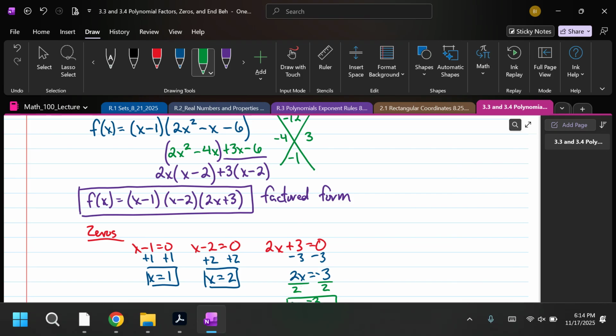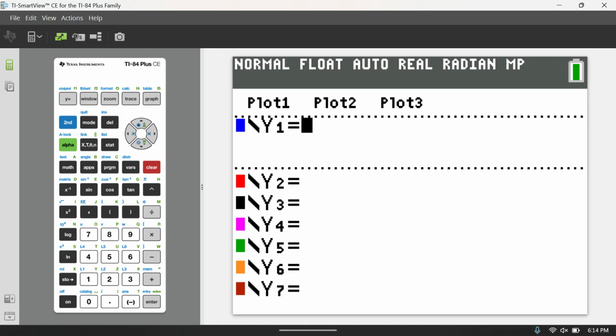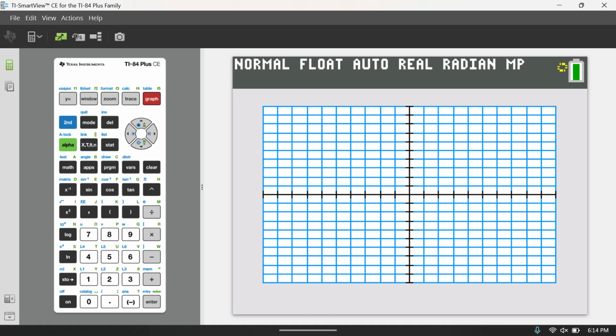So I'm going to show that. I'm going to graph x to the third. Nope. That's not the right problem. Sorry. That was the one before that. 2x to the third. There we go. Minus 3x squared minus 5x plus 6. And I'm just going to hit graph.